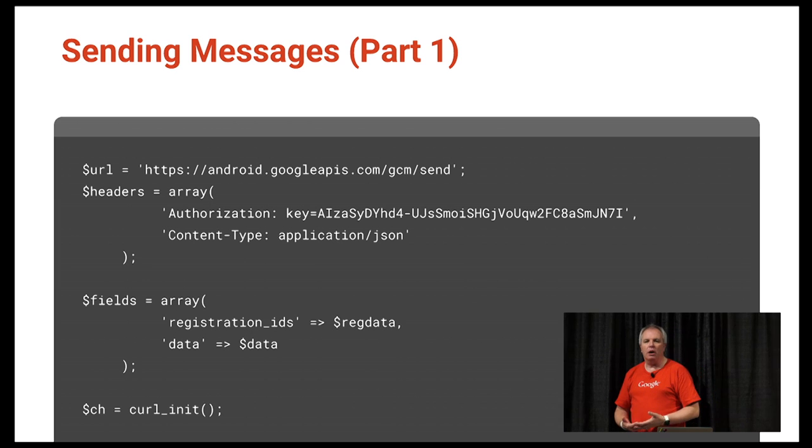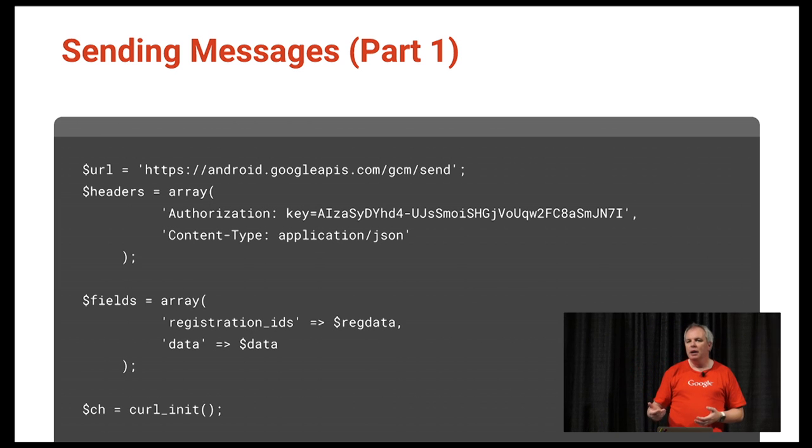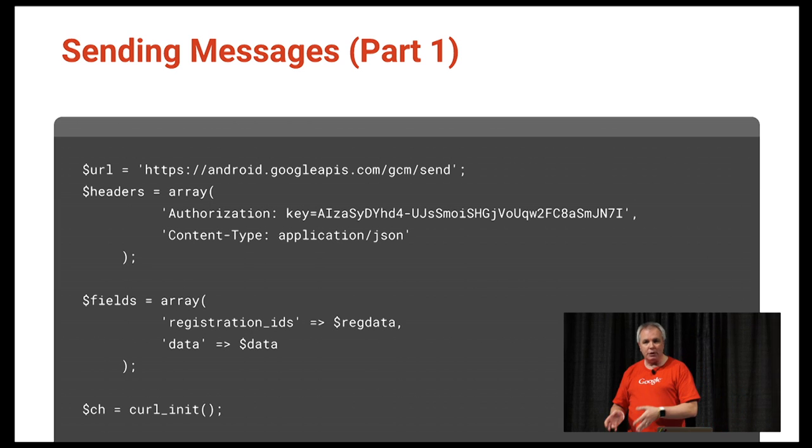Sending messages with curl, this is how easy it is. First of all, the URL is android.googleapis.com/gcm/send. On that, I pass a couple of headers. The first of these is my API key. If you remember way back at the beginning, I was saying you use the Google Developers Console with the wizard that was at that URL, and that will give you the sender ID and your API key.